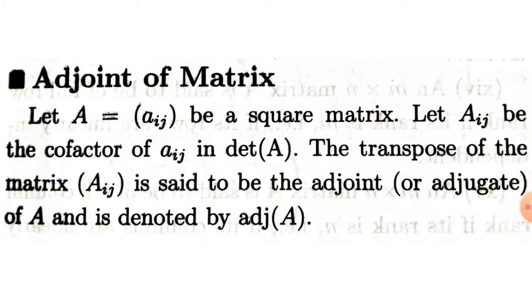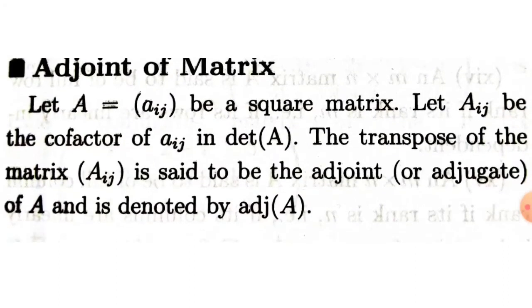Now at first we have to know what is an adjoint of a matrix. Let A equal to [aij] be a square matrix, and let capital Aij be the cofactor of small aij. Then in det A, the transpose of the matrix [Aij] is said to be the adjoint of A and is denoted by adjoint A.